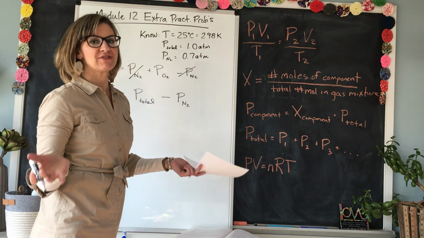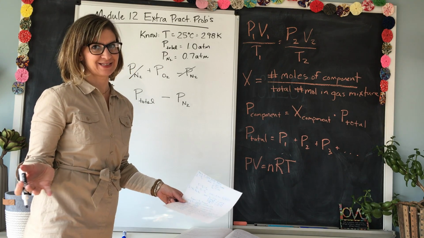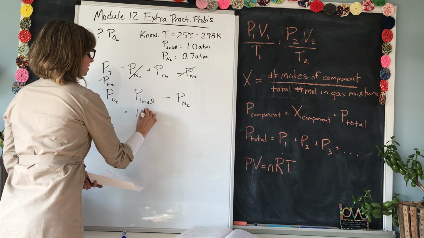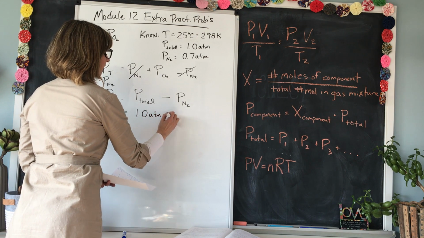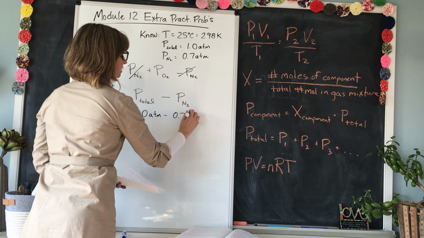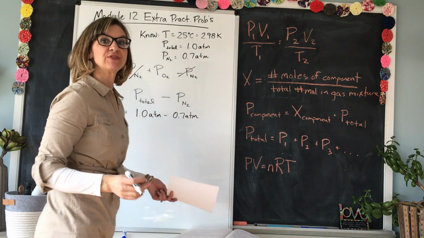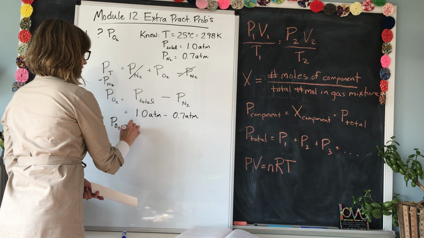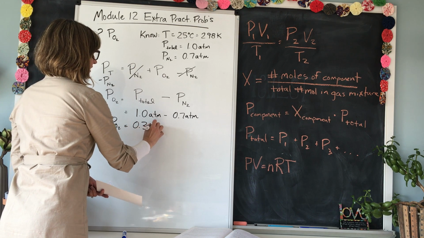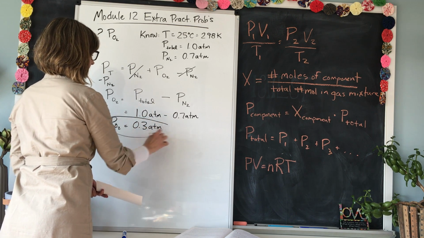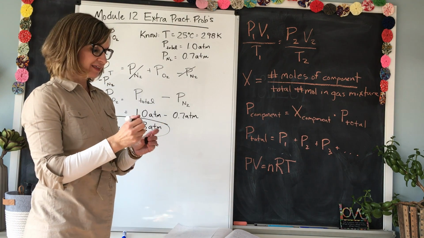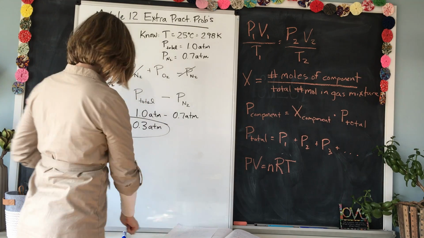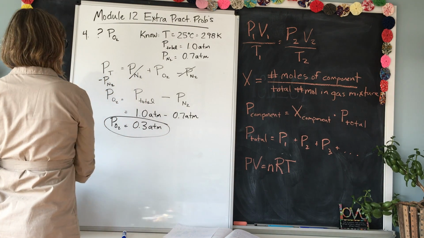Did you ever think you would have a simple subtraction problem in this class? Well, here it is. So now we just have to do 1.0 atmospheres minus 0.7 atmospheres. Oh my Lanta, we don't even have to use a calculator for this one. So the partial pressure of O2 equals 0.3 atmospheres. Ta-da! And I think they gave us a short one for number 4 because number 5 is very, very long. So let's move on to that one.